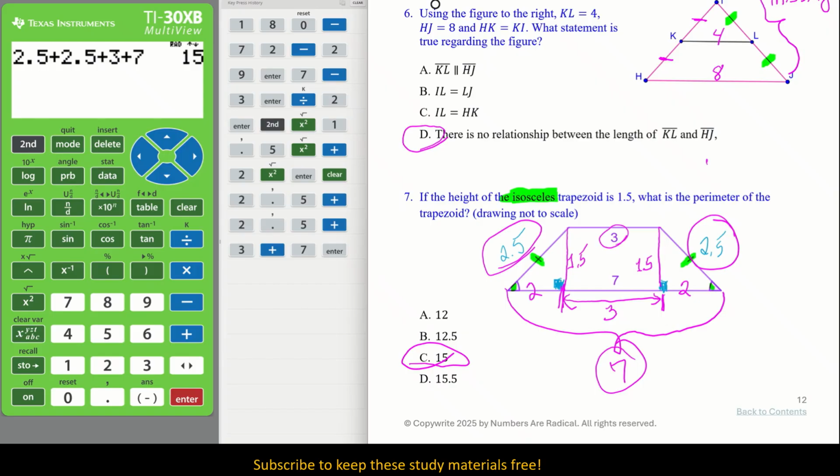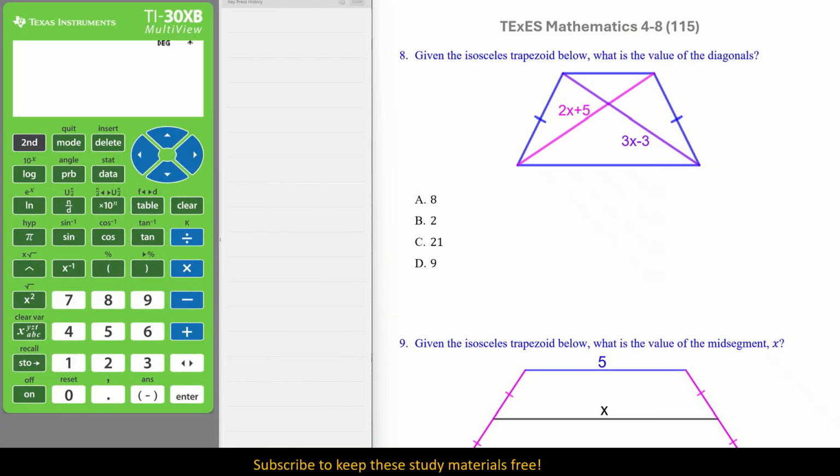Okay, let's keep going. We need to go to number 8. Number 8, given the isosceles trapezoid below, what is the value of the diagonals? Okay, first we need to find out what x is. What is the value of x? Then we can finish our question. The property that we need to know in this situation is when we have an isosceles trapezoid, we know the diagonals are equal.